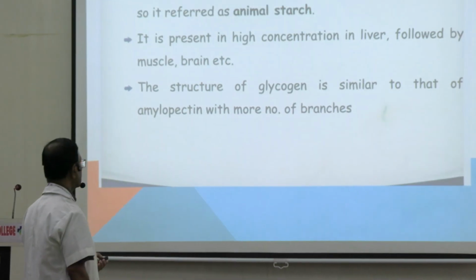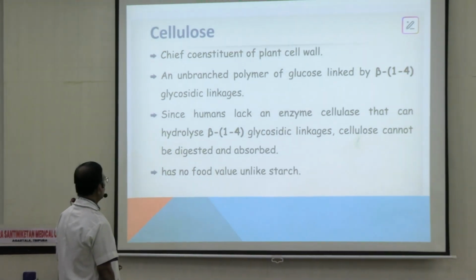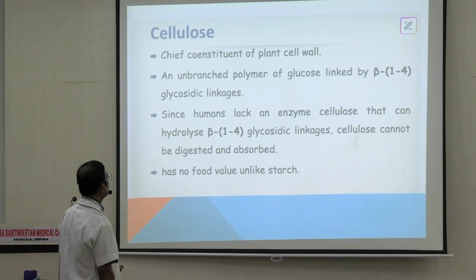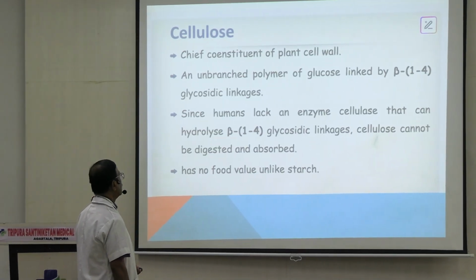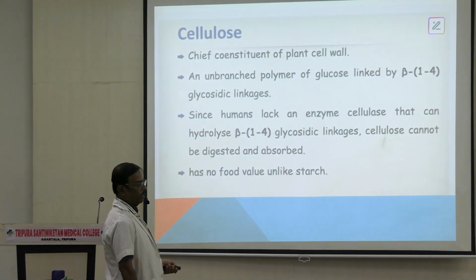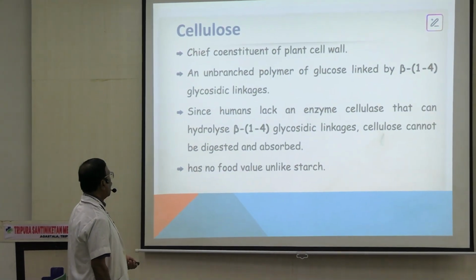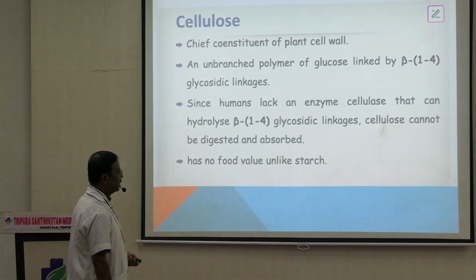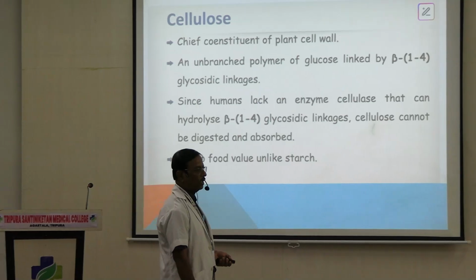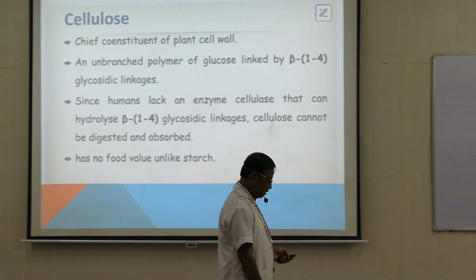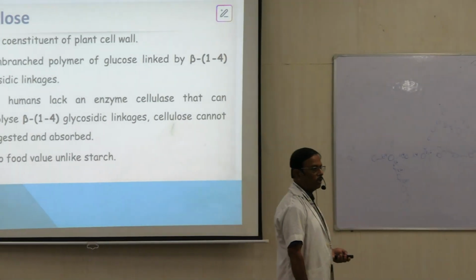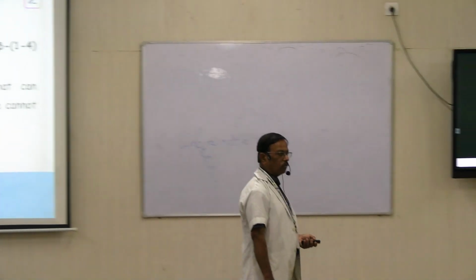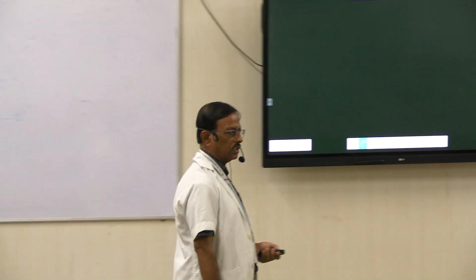Amylopectin has more number of branches. Cellulose, the chief constituent of the plant cell wall, is an unbranched polymer of glucose linked by beta 1,4 glycosidic linkage. In glycogen, what we find is alpha 1,4 linkage and alpha 1,6 linkage.